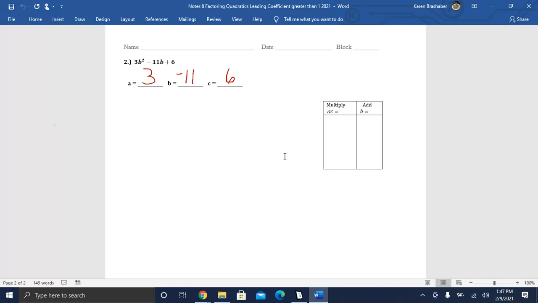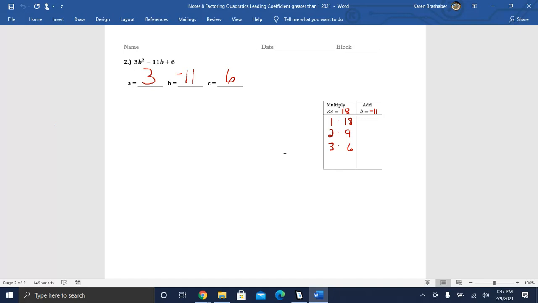So as I move to the table, I'll want to multiply so that I have a times c equaling 18. 3 times 6 is 18. And my b I want to add so that I get negative 11. So factors of positive 18: 1 times 18, 2 times 9, and 3 times 6. Those are all my factors of 18.